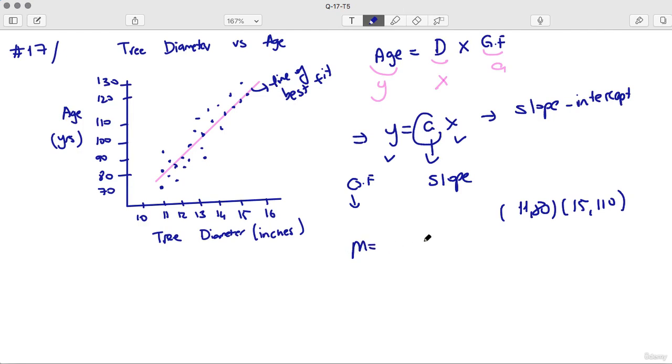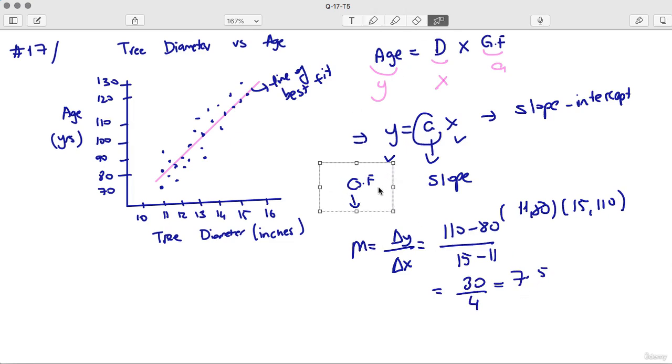So how do you calculate the slope given 2 points? Well, it is change in y over change in x. Change in y is the change in the y coordinates, 110 minus 80, over change in x coordinates, 15 minus 11. So this is 30 divided by 4. So this is 7.5. So the slope is 7.5. Well, that is my growth factor. So I'm going to be looking for the tree that has growth factor 7.5.